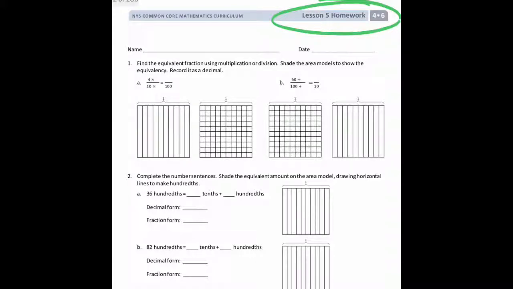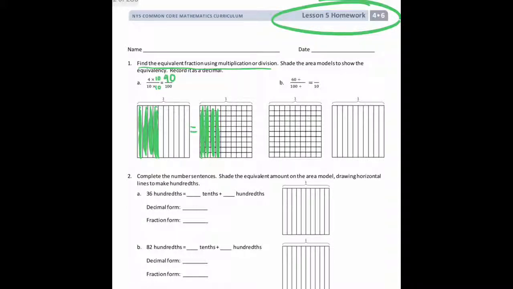It says on number 1, find the equivalent fraction using multiplication or division. Shade the area model to show its equivalency. Record as a decimal. Okay, so here we know if we multiply the bottom 10 by 10, we'll get 100. So we do the same to the top like we're supposed to. 4 times 10 will give us 40. Now we can show it with the area model where if I shade in 4/10 here, and over here I shade in, well, each row is 10, so 10, 20, 30, 40, that it takes up the same area, so we know that 4/10 is equivalent to 40 hundredths.